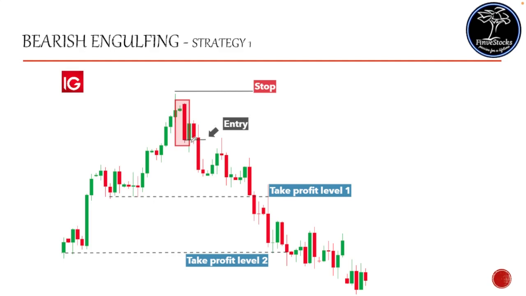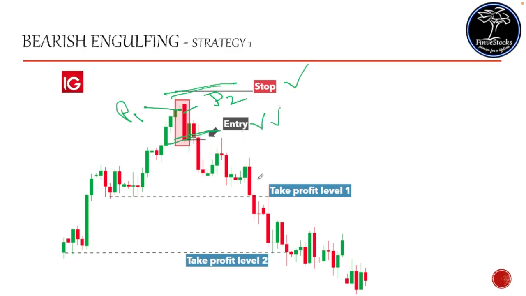So the entry level is at the closing level of P2. Here in this chart, the green candle shows P1 and the red candle shows P2. So you can initiate the trade at the closing level of P2. So that is the entry level, and you can keep a stop loss of the highest point of P1 or P2, that is here.